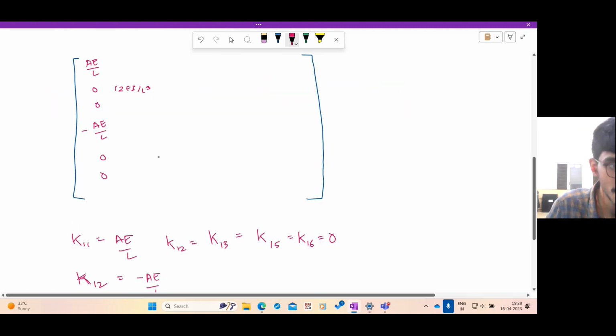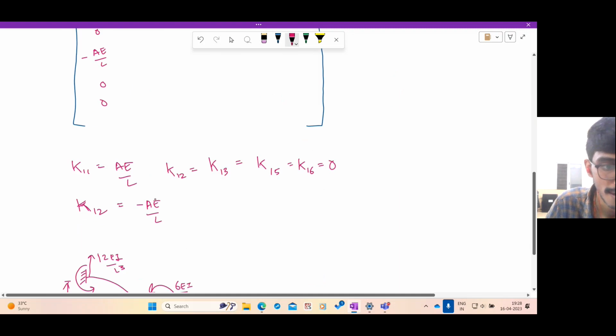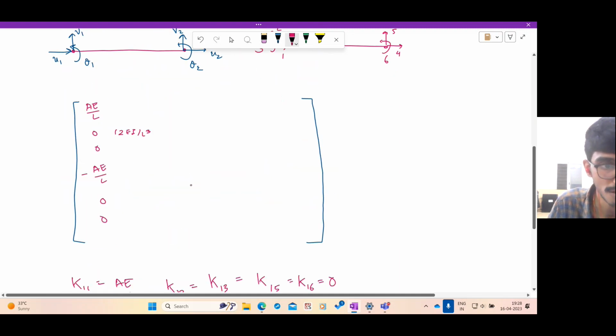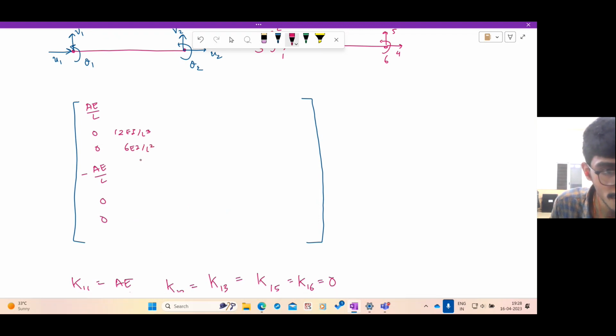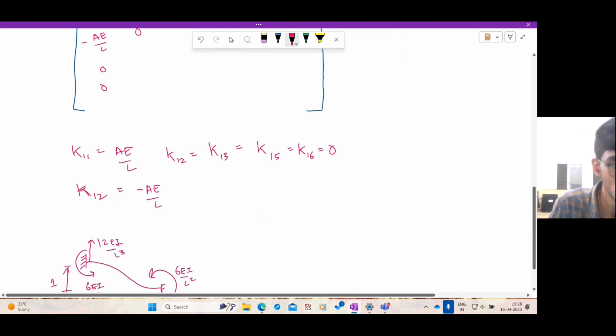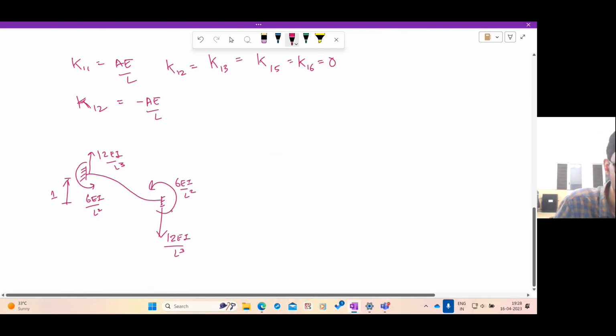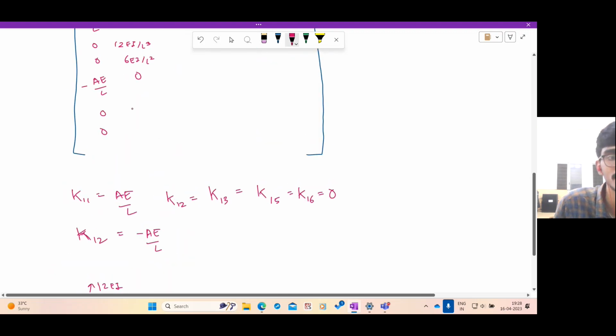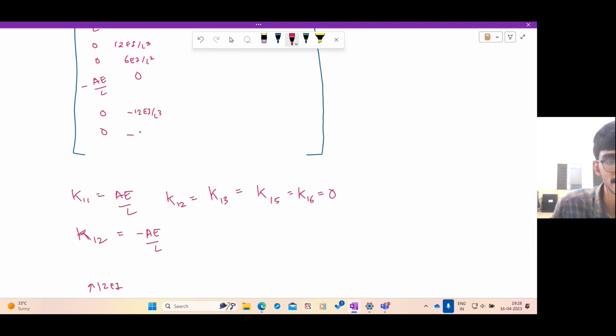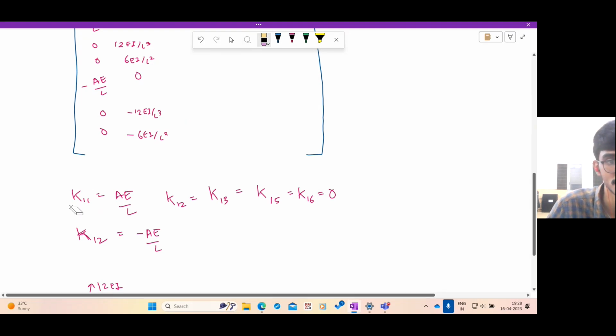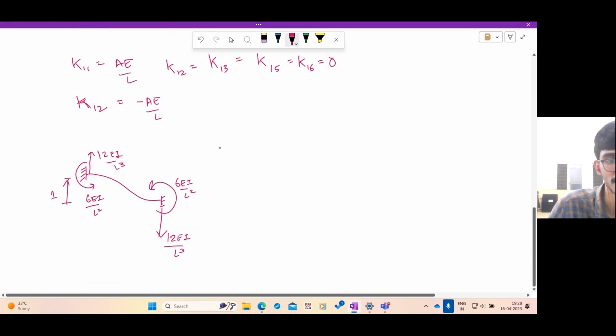What is the moment that is generated because of a unit displacement? We saw it is counterclockwise, so it is positive 6 EI by L square. Is there any axial force? No. And at node 2, at the other point, what is the force that is generated? It is downward, so it is a minus 12 EI by L cube. What is the vertical force? It is also minus 6 EI by L square. Sorry, the moment, right? It's not the force. The moment is again anti-clockwise, so it is plus 6 EI by L square.